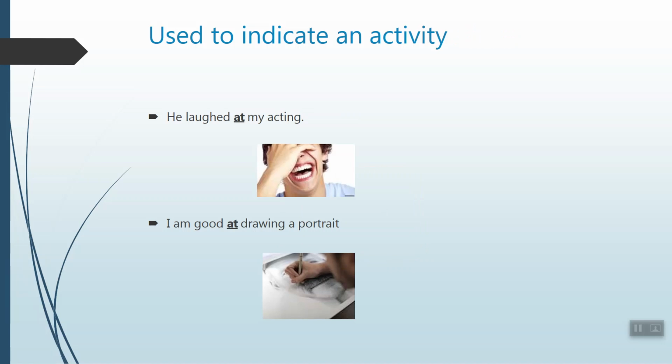Sometimes with activity we use it with verbs or adjectives. For example, he laughed at my acting. He laughed at me. He threw a stone at the dog. You see, I'm good at drawing. I'm good at English. I'm good at writing. I'm good at reading. See?